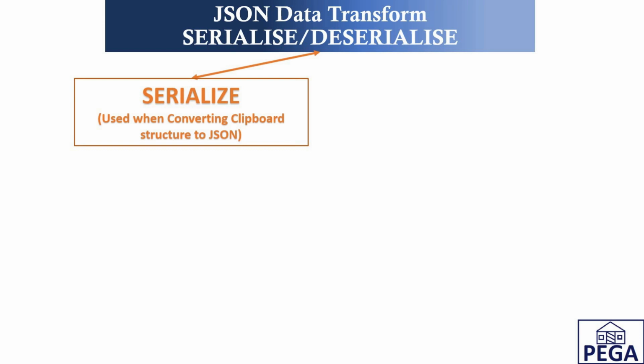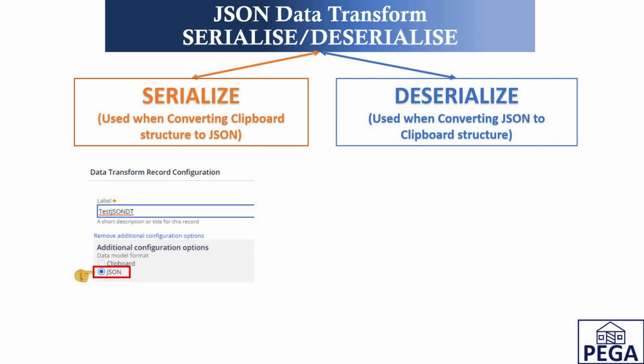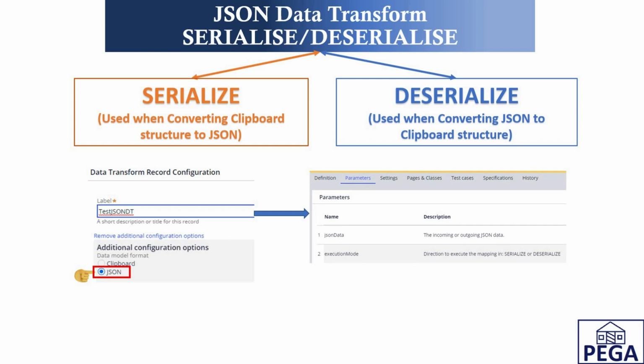Now let's talk more about how it actually looks. As I said, you use serialize when you are converting a clipboard structure to JSON, and you use deserialize when you are converting a JSON to a clipboard structure. When you create a data transform, this is how you choose. First you give a name in the label, and then instead of clipboard you choose JSON. Soon after you create it, in the parameter tab there will be two parameters by default. One is JSON data, another one is execution mode.